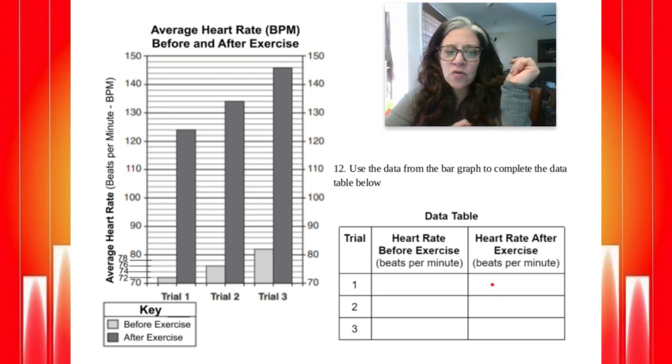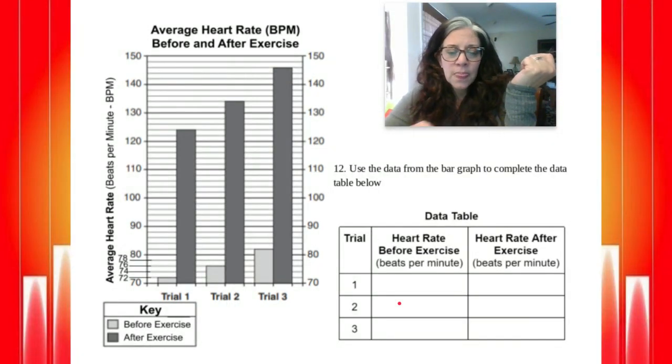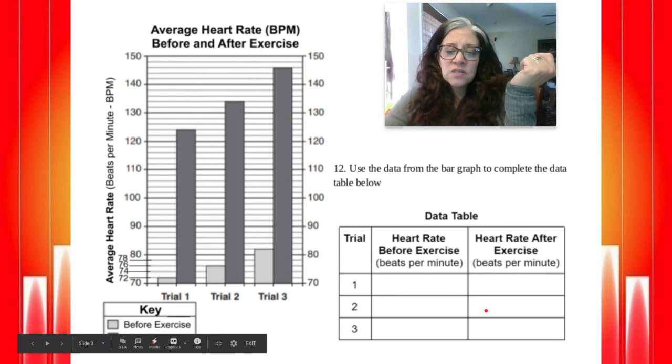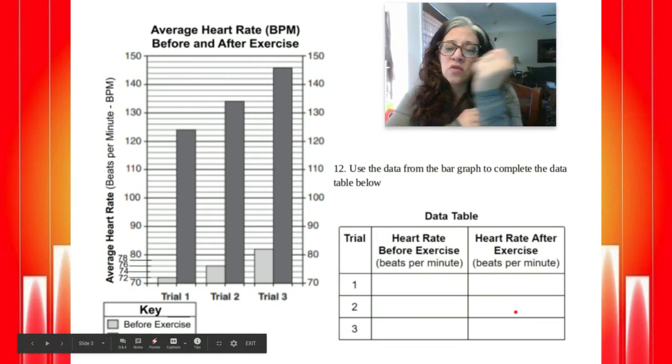For trial 2, I see that the lower bar graph is at 72, 74, 76. And I should have written 76 in the corresponding box. Just like we did in the first trial, I will go up to the second bar in the second trial, and I see it is 2 spaces after 130. That is 132, 134, and the value here should have been 134.